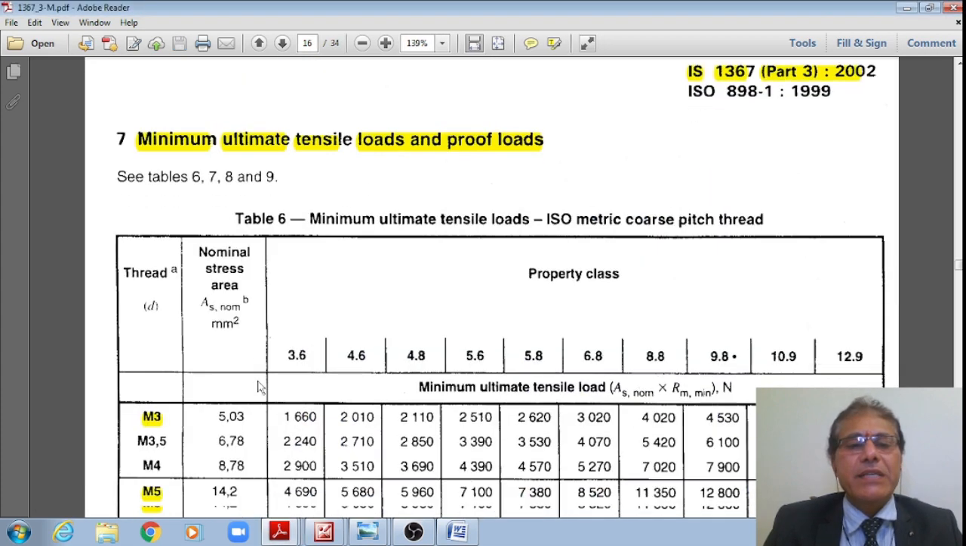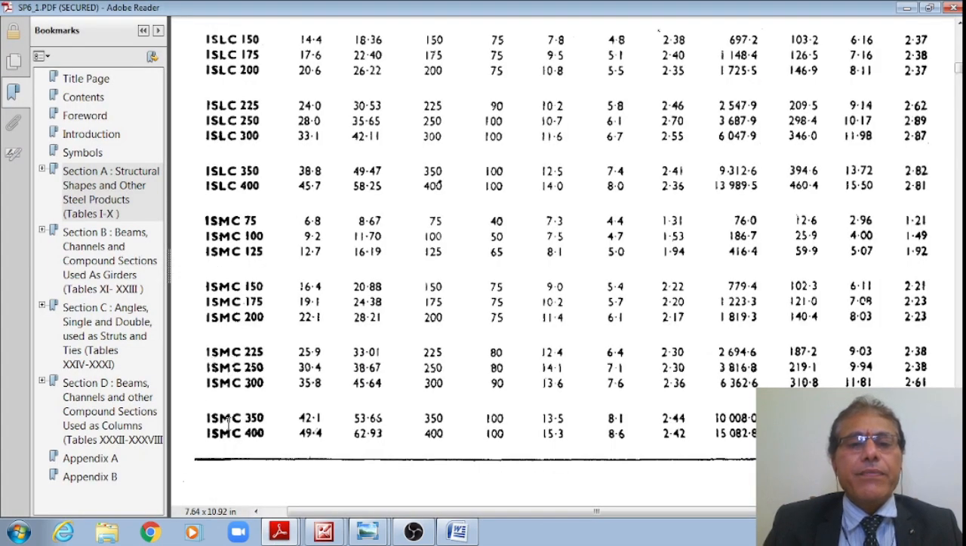ISMC 300, right? Therefore, for which the properties, what I require is 4523 mm square. However, this is now having 4564 mm square. Therefore, it is okay. ISMC 300 has a unit weight of 35.8 kg per meter, with an area of 4564 mm square.